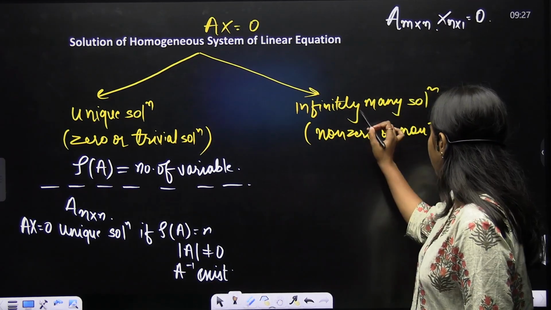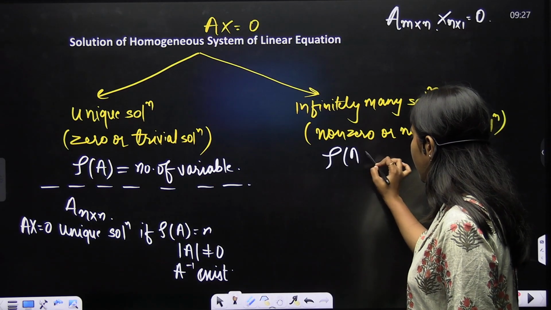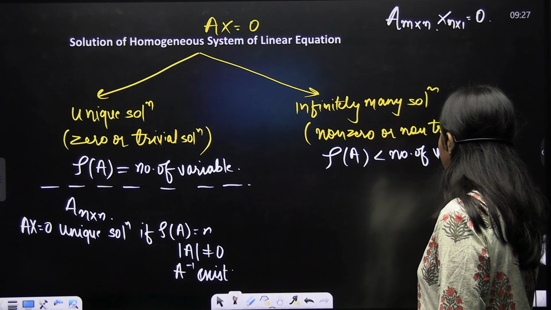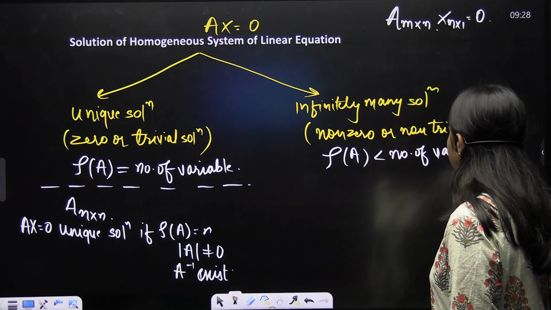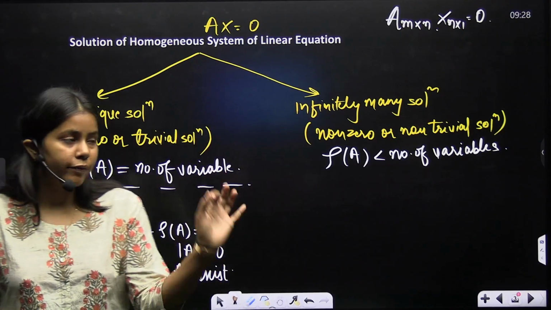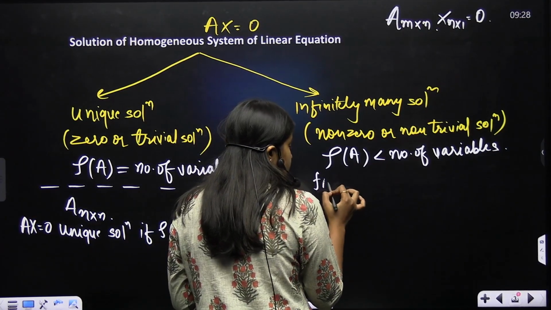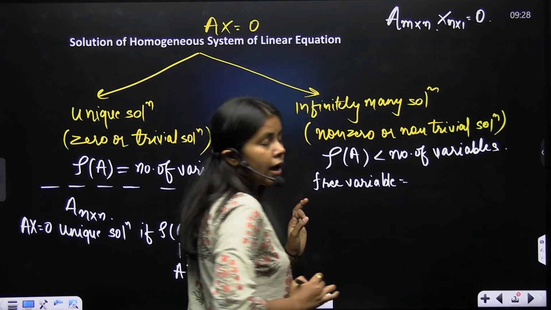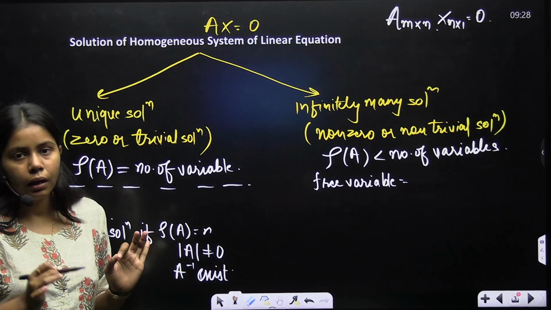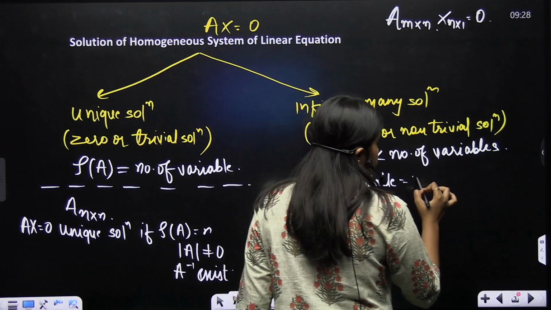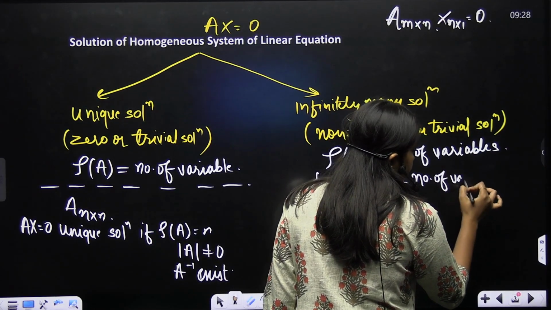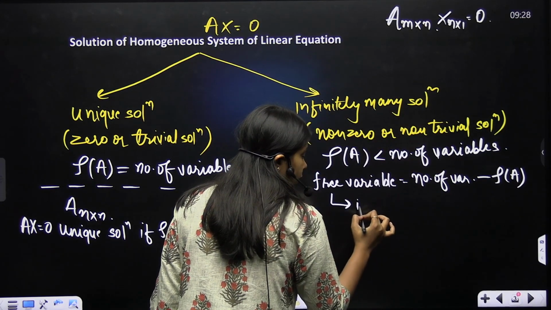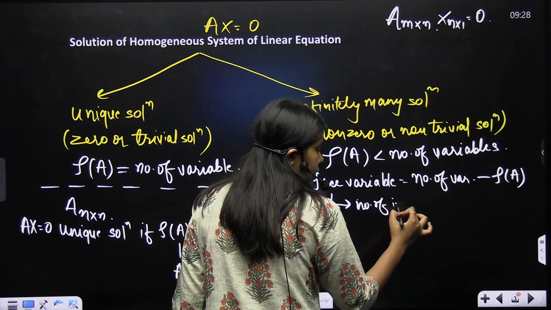Similarly, for infinitely many solution, I'll add: rank of A is less than the number of variables, then I'll get infinitely many solution. One more thing I have: there is another concept of free variable. Free variables are those with the help of which I am going to find infinitely many solution. The number of free variables would be the number of variables minus rank of A, and these free variables give me my number of independent solutions.